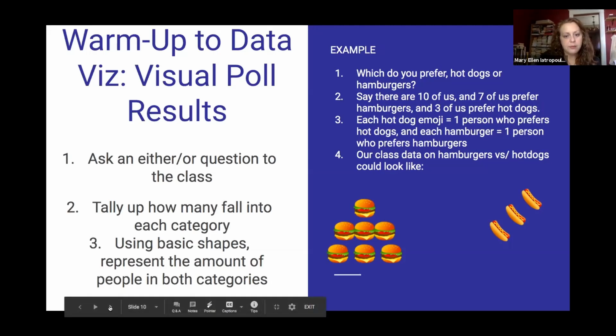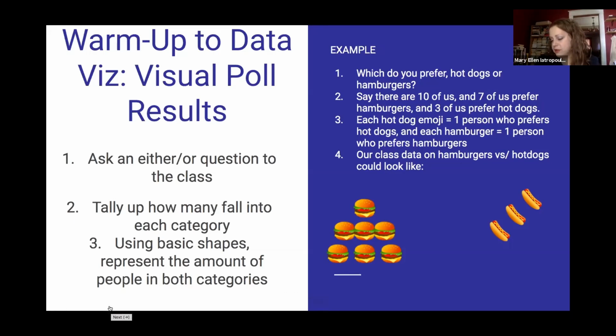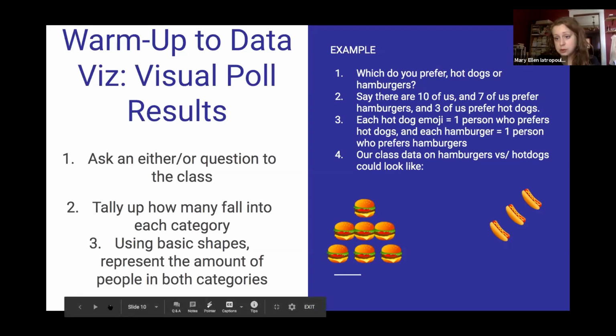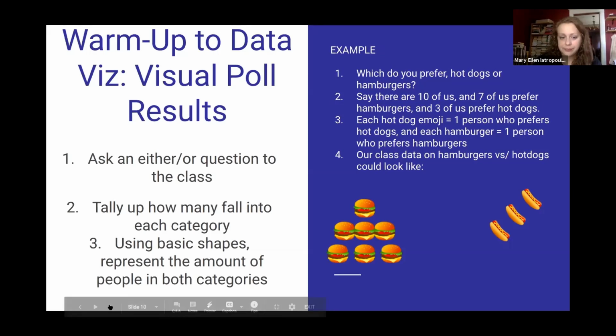You will have a chance to make one of these in our breakout portion a little bit later on, but for right now, these are just very quick and dirty activities to warm up your students into the world of data visualization. We also have something called a choropleth.